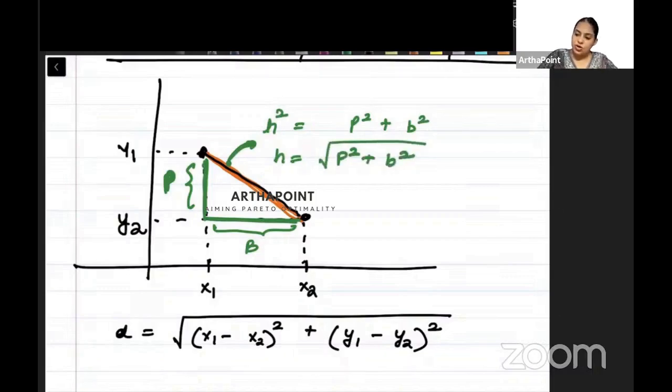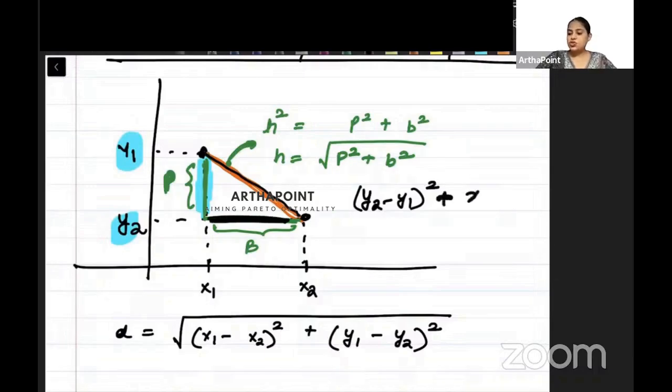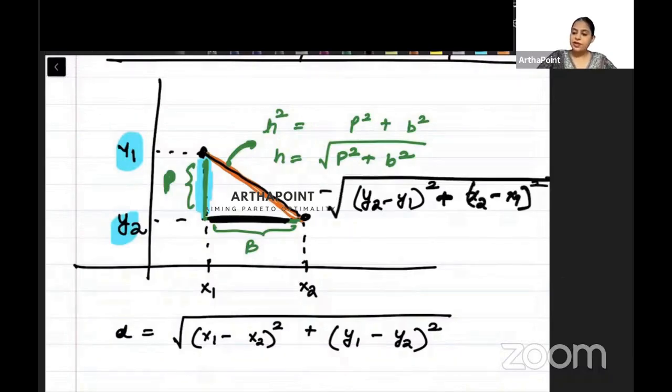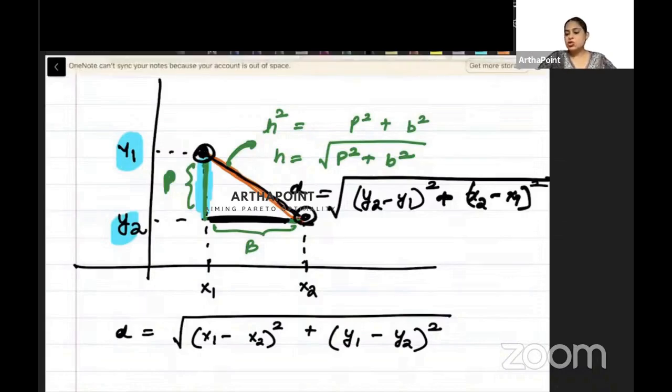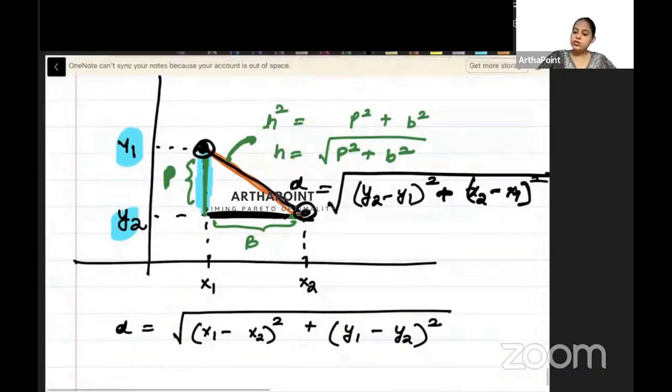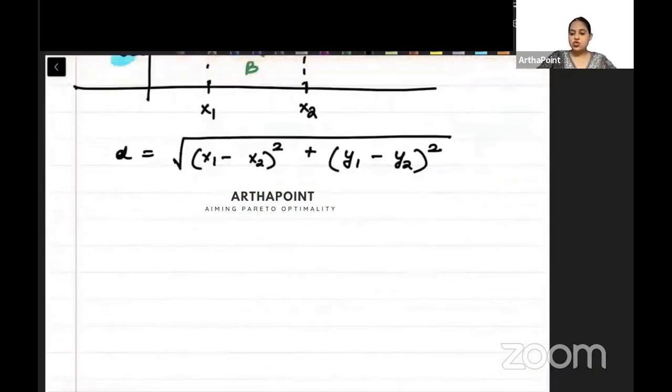And perpendicular square means, beta, this distance, y2 minus y1, distance between these 2 points. So y2 minus y1 whole square. And base means this distance, beta. So x2 minus x1 whole square under root. That will be this hypotenuse, and hypotenuse is the distance between these 2 points. So the distance between the 2 points can be written as the square root of x1 minus x2 whole square plus y1 minus y2 whole square.